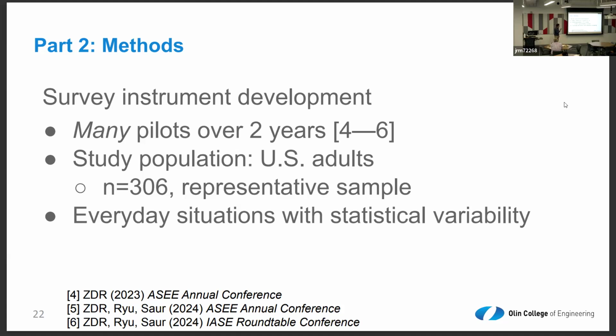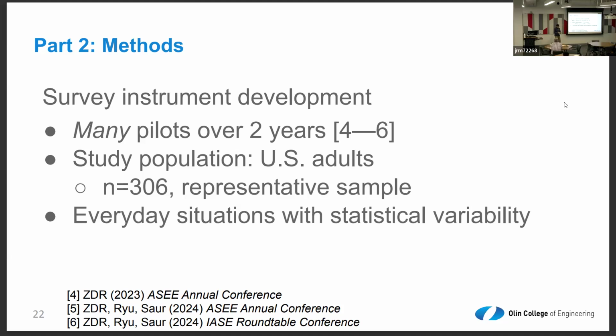So the study population now is not just engineers or practicing engineers. It's actually US adults. We decided, since recruiting engineers is kind of difficult, and also it's a phenomenon that's maybe of more general interest, we decided to expand the scope of this to look at US adults. And with a survey vendor, we actually gathered a representative sample. 306 participants is what we had in total.